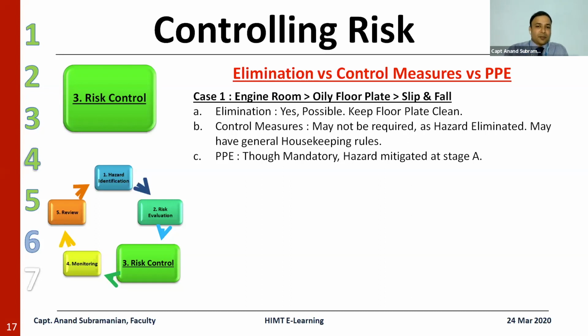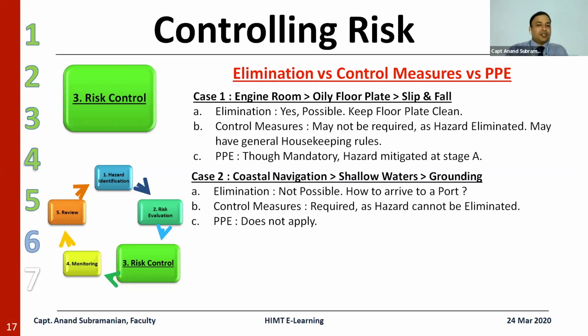Next, we come to the second condition, in coastal navigation. In coastal navigation, we have shallow water. That means places where the depth of the water is much less than the draft of the ship. Now, what will happen if a ship goes over there? The ship will run aground.